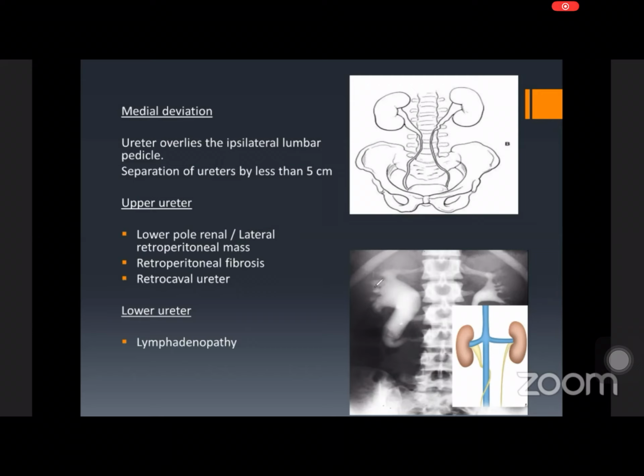So here this image is showing a retrocaval ureter, which is described as a fish hook appearance. What happens is the ureter courses behind the IVC and then takes an abrupt medial turn and then comes to lie in front of the IVC. So this appearance is termed a fish hook appearance, and often because of the kinking, there's dilatation of the proximal pelvicalyceal system in case of a retrocaval ureter.